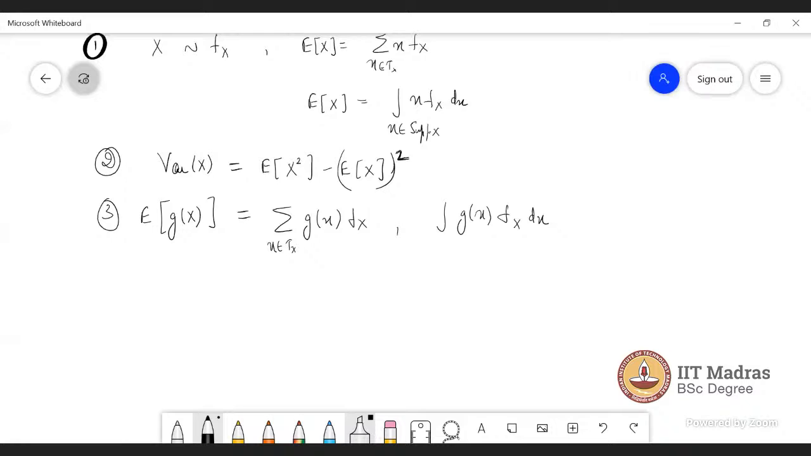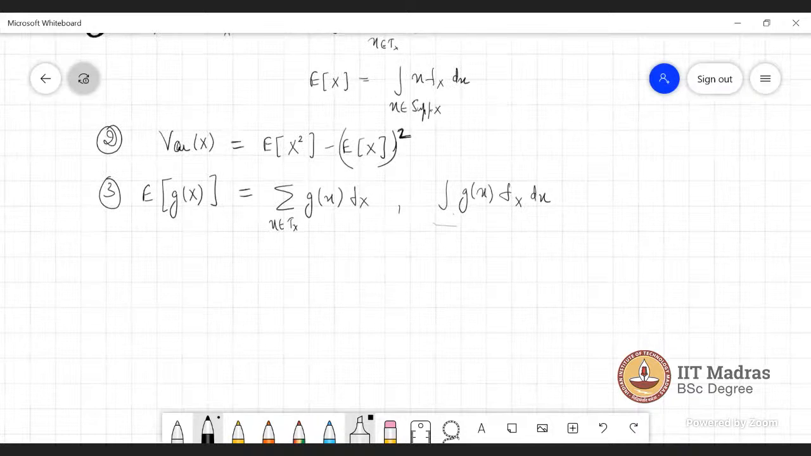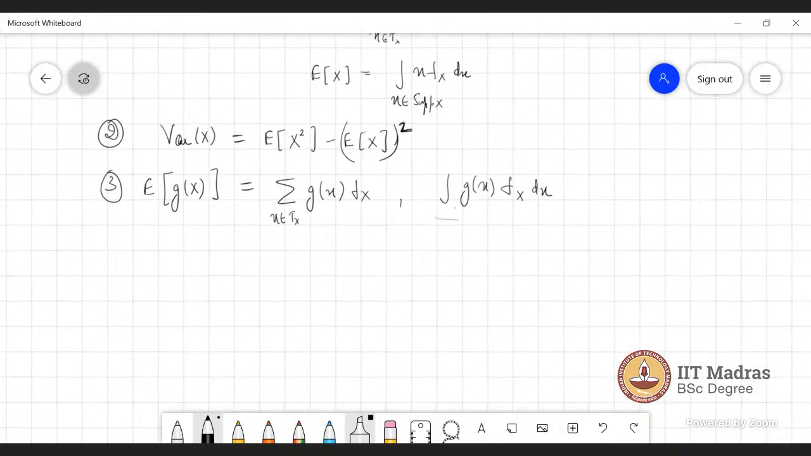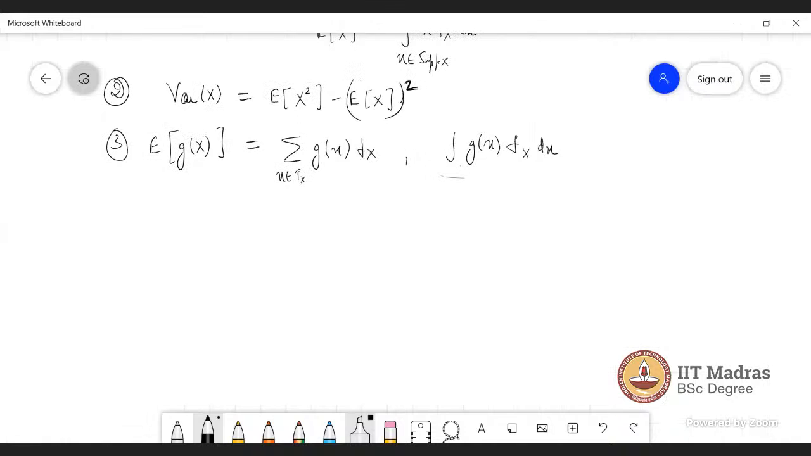This is going to be the expectation formula. Many students make a mistake here, so just keep that in mind. If you have a function of a random variable, then in the continuous case you integrate g(x) into fx dx, the distribution of X. Only take the functions defined for that interval. Minus infinity to plus infinity is not required here. Whatever range you have, you will integrate or sum over that.